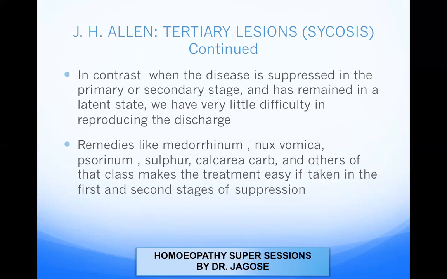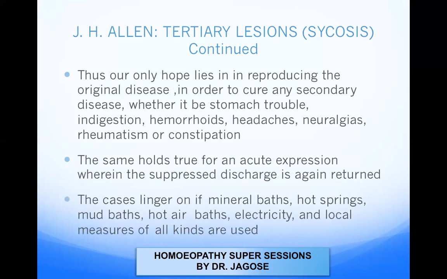So in these diseases, when they are suppressed in the primary or secondary stage, the gonorrheal discharge can be established. Remedies like Medorrhinum, Nux vomica, Psorinum, Sulphur, Calcarea carb, and others of the class make the treatment easy if taken in the first and second stage of suppression. So if the disease is counteracted in the first and second stage when suppression takes place, it will be easy for us to establish the suppressed discharge and the cure will take place. Thus, our only hope lies in reproducing the original disease in order to cure any secondary disease.